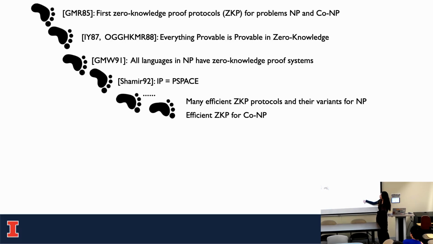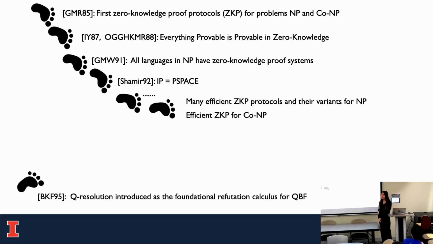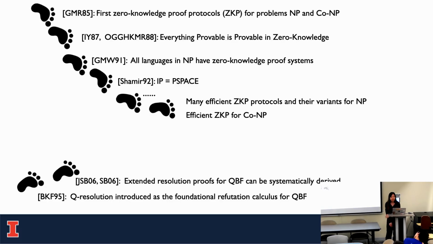And the idea of designing a zero-knowledge proof protocol for coNP actually comes from another field called automated reasoning. In fact, automated reasoning has been looking into PSPACE problems for a while, especially the language of quantified Boolean formulas, called QBF. In 1995, a proof system called Q-resolution was introduced as a foundational refutation calculus for quantified Boolean formulas. And then there are algorithms showing how we can systematically derive the quantified extended resolution proof for QBF.